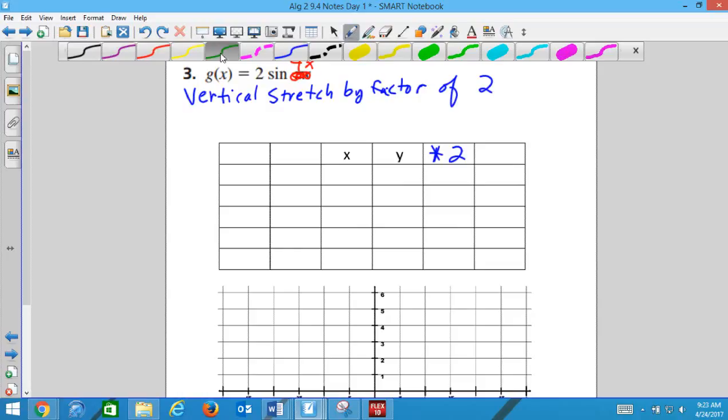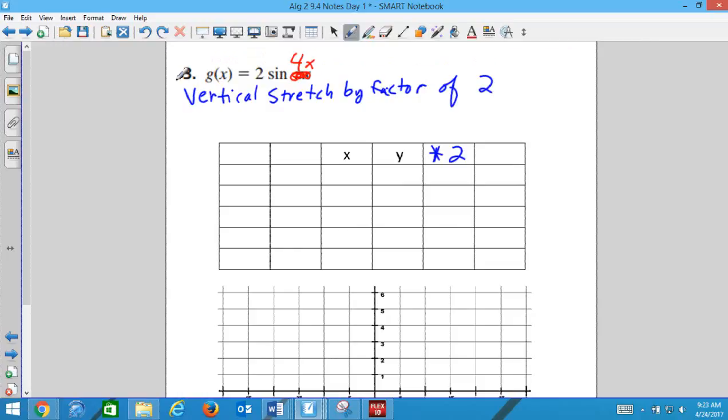And then the 4 that is next to the x is a horizontal something. So if it's a 4, that means I'm going to do what to the x values? Am I going to multiply by 4 if it's x? I'm going to divide by 4 or multiply by 1/4. It's up to you if you divide by 4 or multiply by 1/4. Remember, they're the same thing. So that is a horizontal what if I multiply by a 4? Shrink. Shrink.